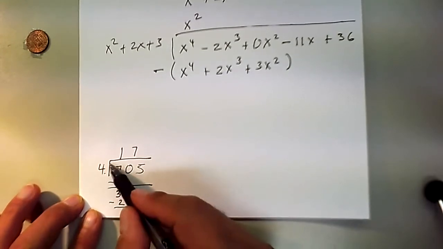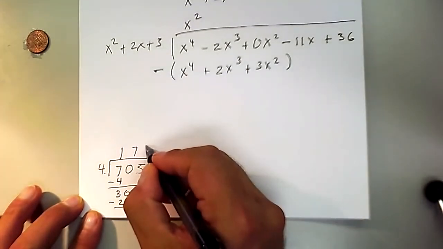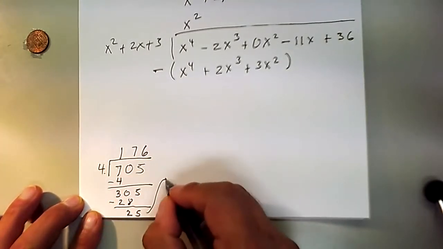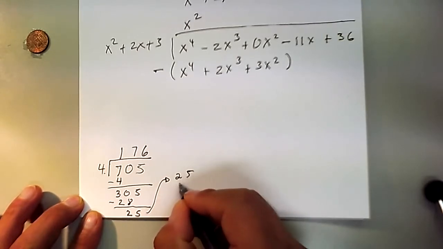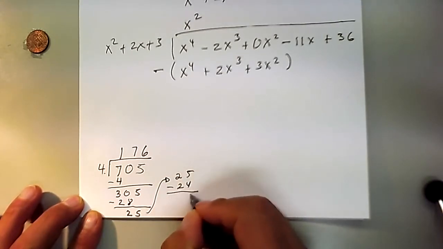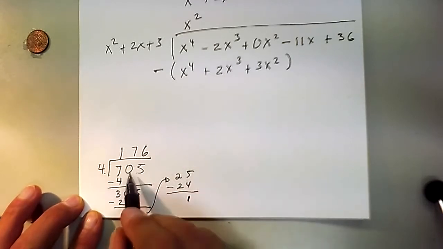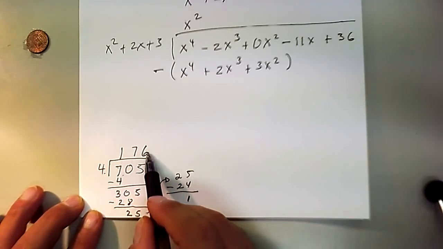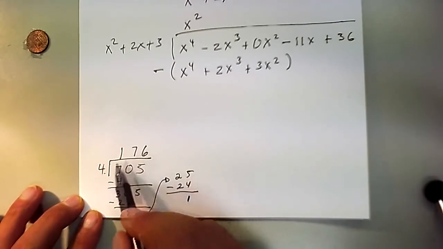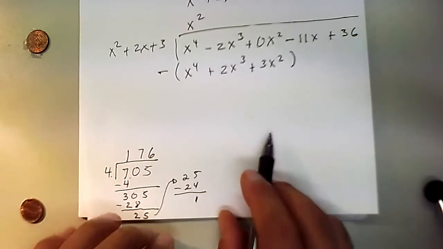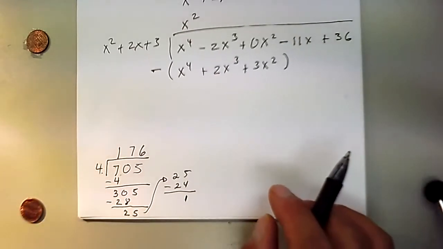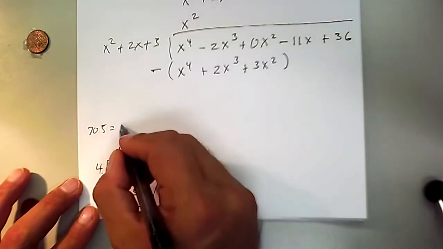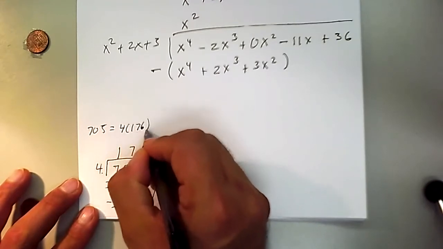And then we think, okay, does 4 go into 25? Yep. How many times? 6. 6 times 4 is 24. So I'm going to move the 25 over here, 25. So 24, and then we subtract, and we have 1 left over. So 705 is the same thing as 176 times 4 plus 1. That came fast. 705 equals 4 times 176 plus 1.